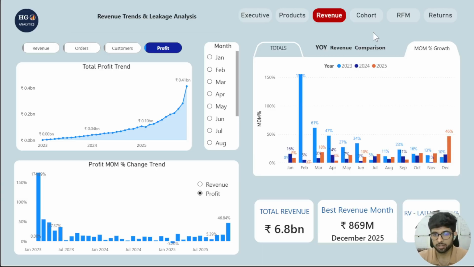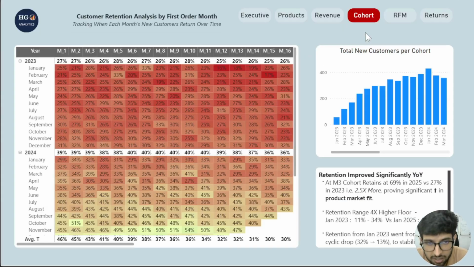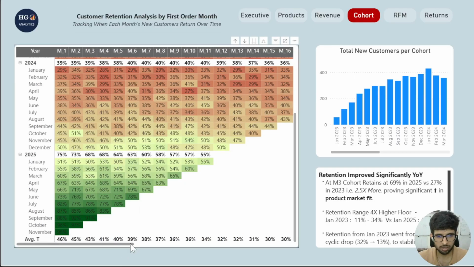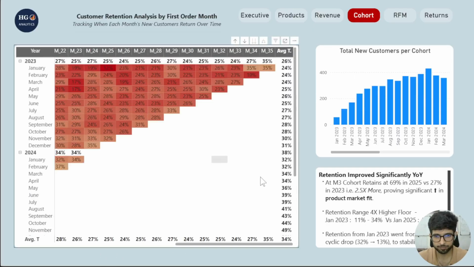Now let's go to the tab that tells about the retention of the customers. So I have made this tab on customer retention analysis by first order month. Whenever the customer made their first order, from that I have made a cohort, and this is how the cohort retention heat map looks.